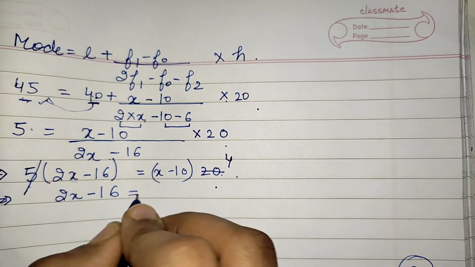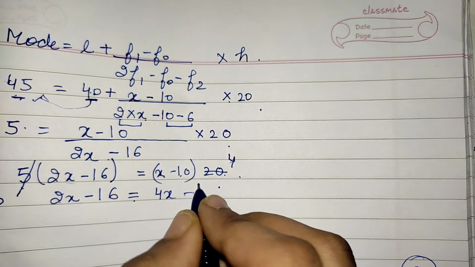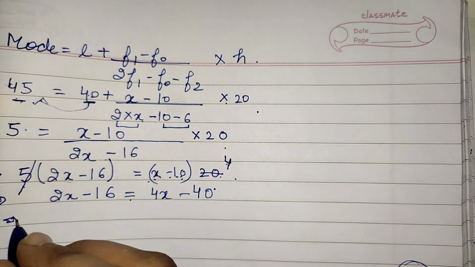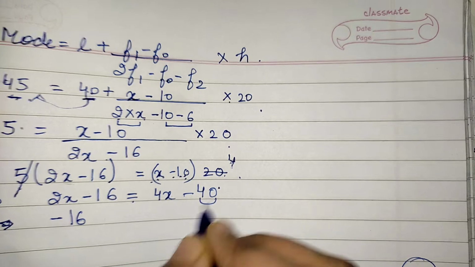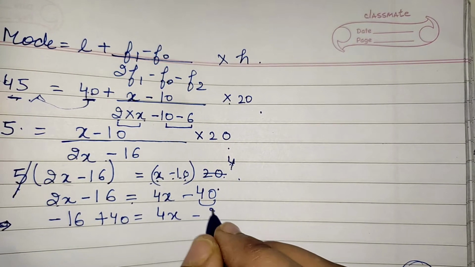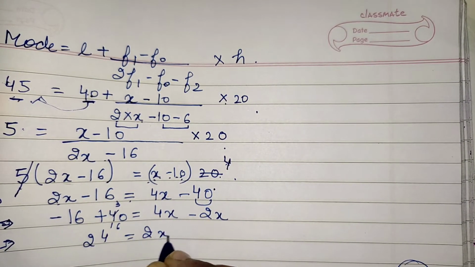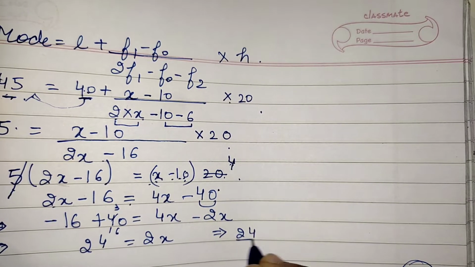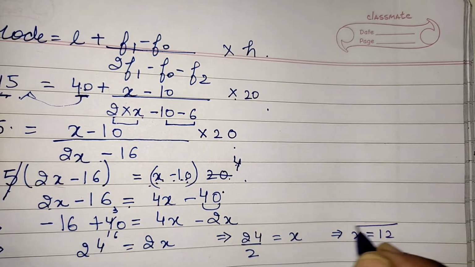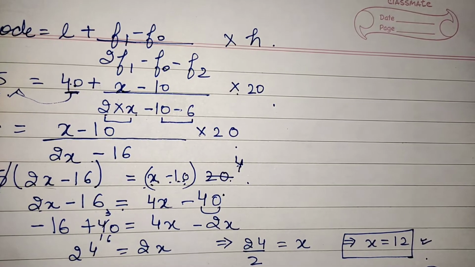This will become 2x minus 16, and this will become 4x minus 40, because this 4 will multiply with both the terms of the bracket. So my answer will be minus 60 plus 40 is equal to 4x minus 2x. So 24 is equal to 2x. So 24 by 2 is equal to x. So that means x is equal to 12. So my missing frequency is equal to 12.